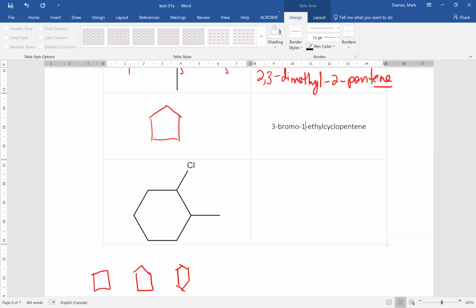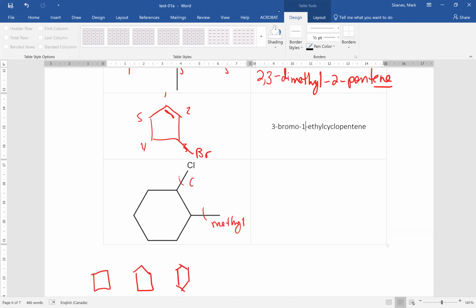So why not just start numbering at the top of the house? 1, 2, 3, 4, 5. On the first carbon, I'll have my double bond like that. And on my third, I'll have my bromo group. There you go. All right, cool. We did it. What about the next one? So the next one, I'm going to go alphabetical order.